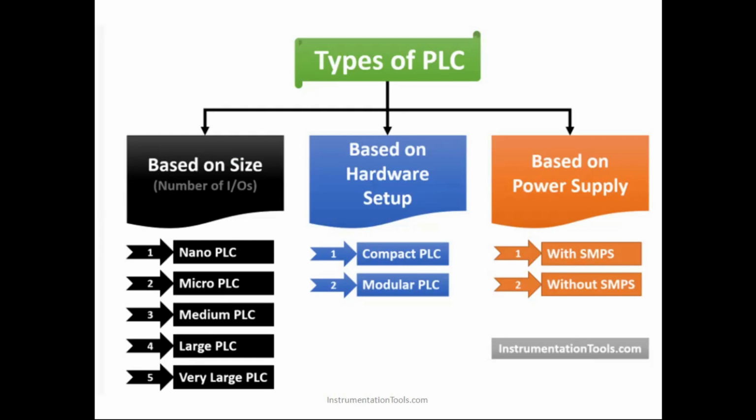The next point is based upon the hardware setup. There are two categories: compact PLCs and modular PLCs. In compact PLCs, we have only a limited number of IOs. We can't add more IOs if demanded; it has only a fixed number of IOs. We cannot increase or decrease the number of IOs present inside the compact PLC.